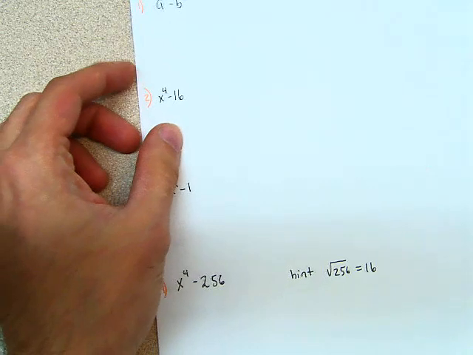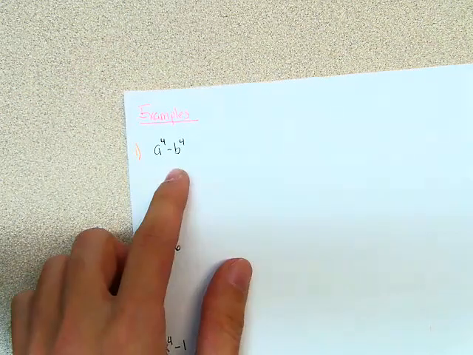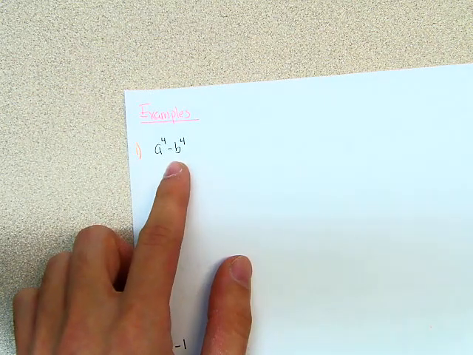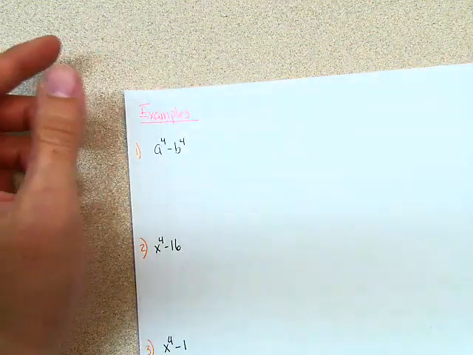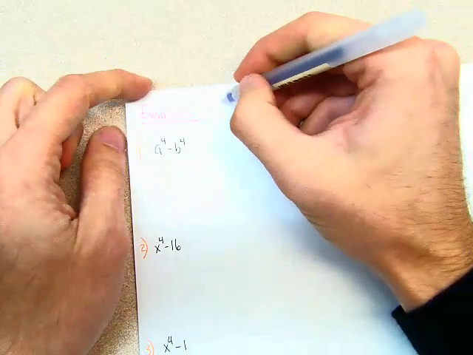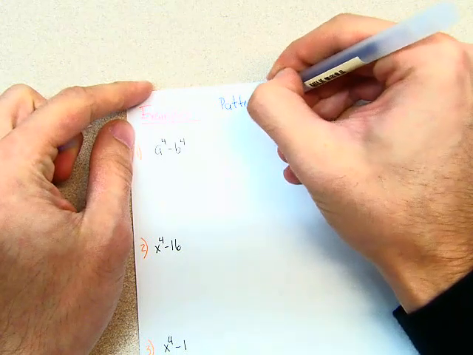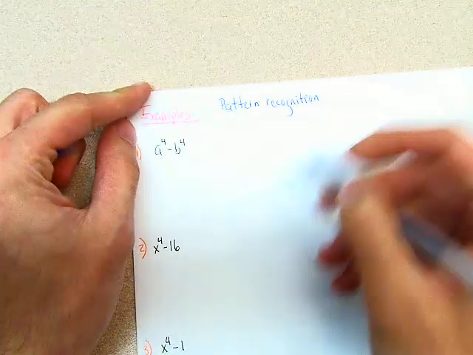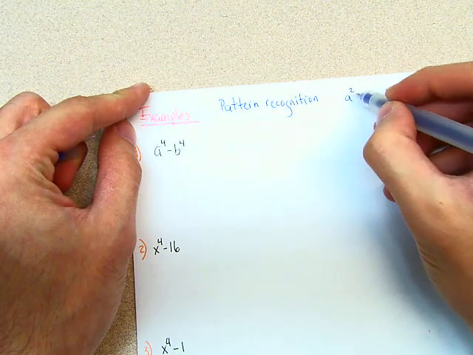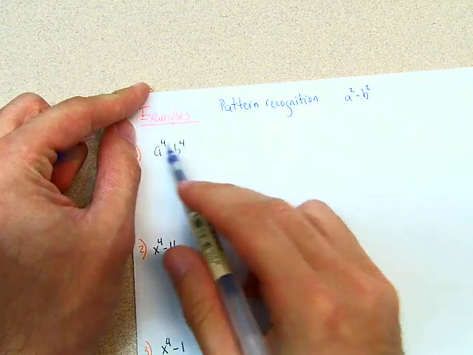So going with that, let's look at these examples. These are good examples to look at. Let's say we have a to the fourth minus b to the fourth, right? Do you see a pattern? Remember, the goal of this whole lesson is pattern recognition. Do you see patterns within factoring? Do you see a squared minus b squared inside here?